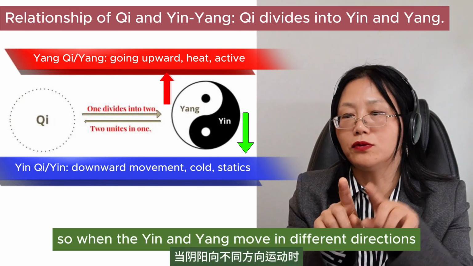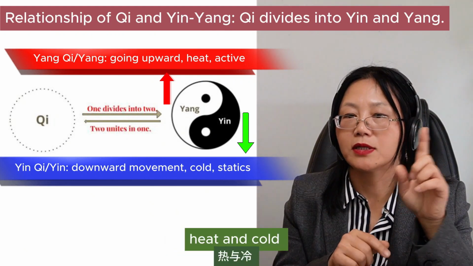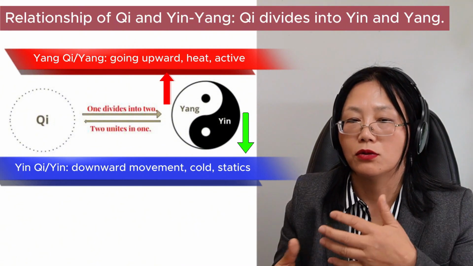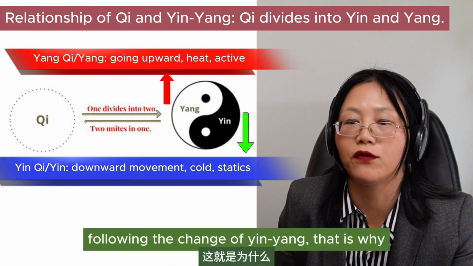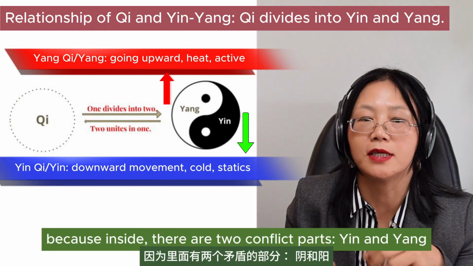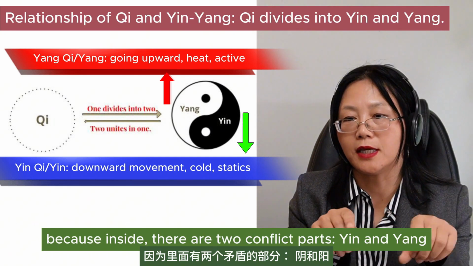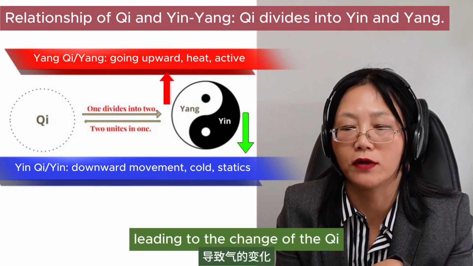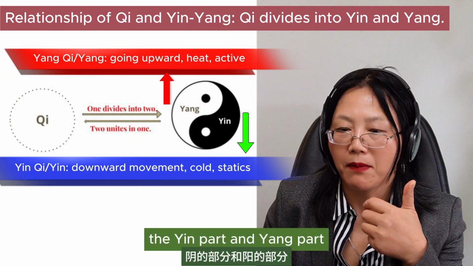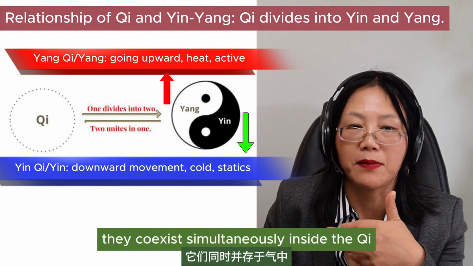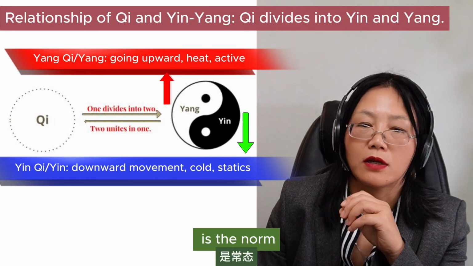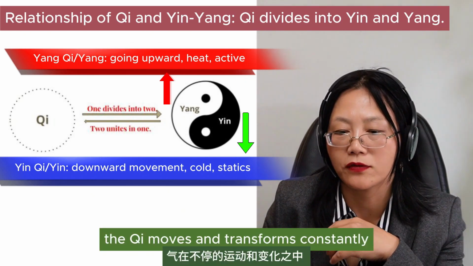When Yin and Yang move in different directions, upward, downward, heat and cold, since they are changing, the whole situation, the scenario, would change following the change of Yin and Yang. That is why everything is in movement, because inside there are two conflicting parts, Yin and Yang, leading to the change of the Qi. Because of the interaction of the Yin part and the Yang part, they coexist simultaneously inside the Qi. Movement and transformation is the norm. Qi moves and transforms constantly.